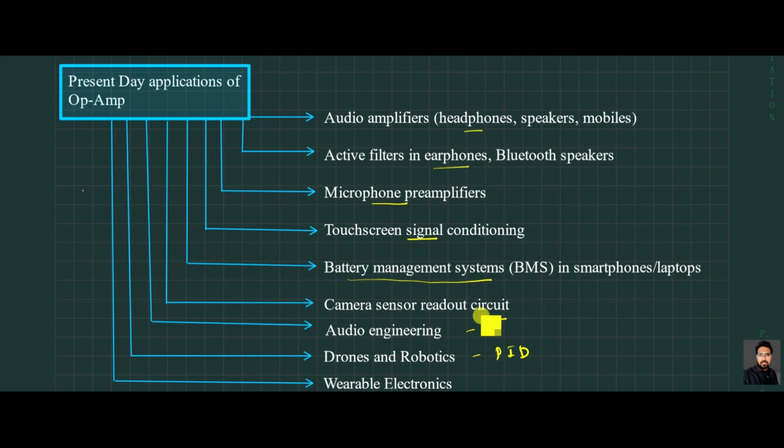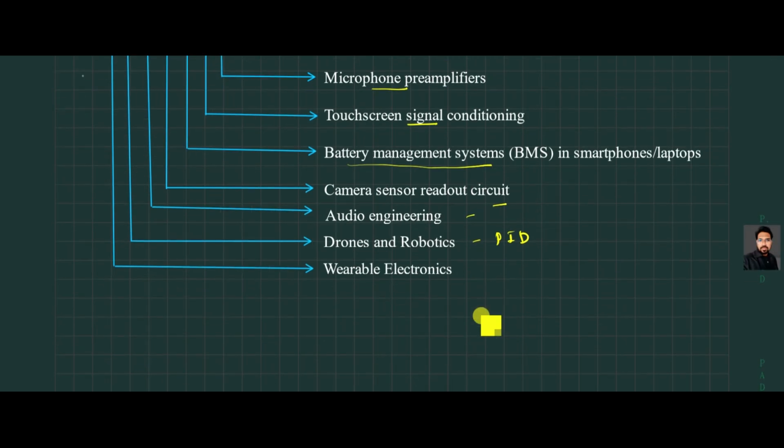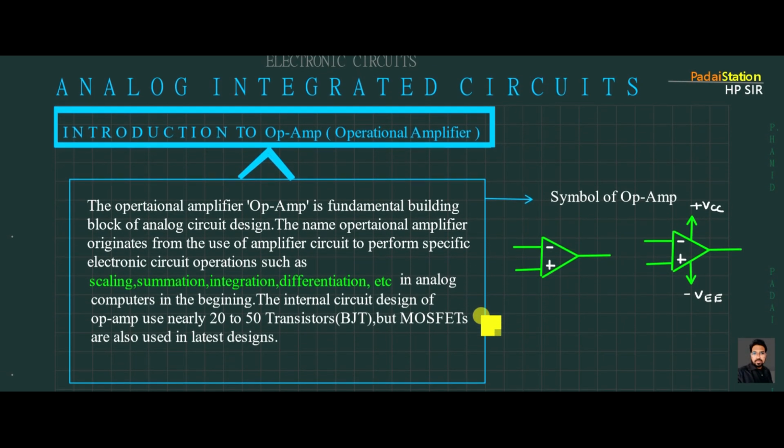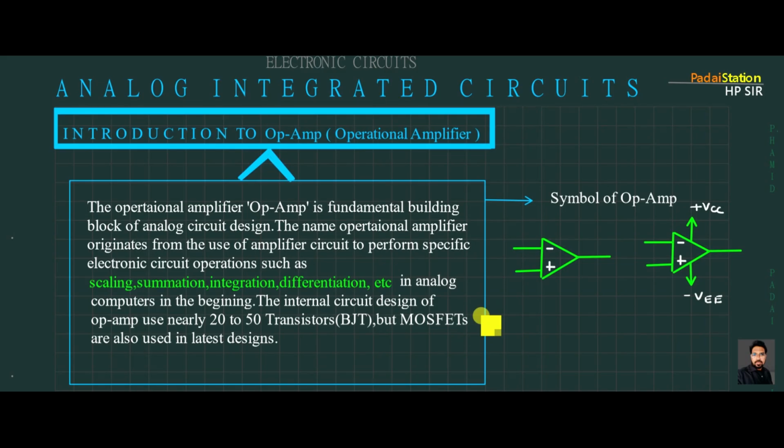Now, here we have the symbol of op-amp. Already I have described why it is called op-amp, because of these operations. And one more thing to tell: this is the symbol of op-amp. Symbolically it is shown like this. We can't understand the actual working operation from this symbol. For that you have to go to the internal circuit of the operational amplifier.